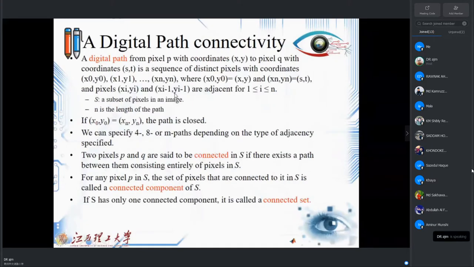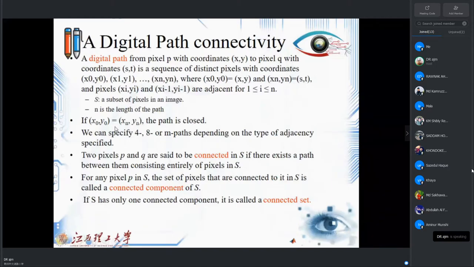Then with this concept, if we want to know the digital path connectivity in a figure, we can say that a digital path from pixel P, with coordinates x and y, to pixel Q, with coordinates s and t, can be defined by the relation between (xi, yi) and (xi-1, yi-1), which are adjacent for i between 1 and n. And if (x0, y0) equals (xn, yn), the path can be closed.